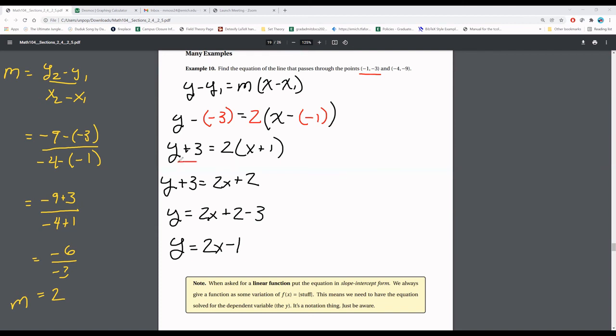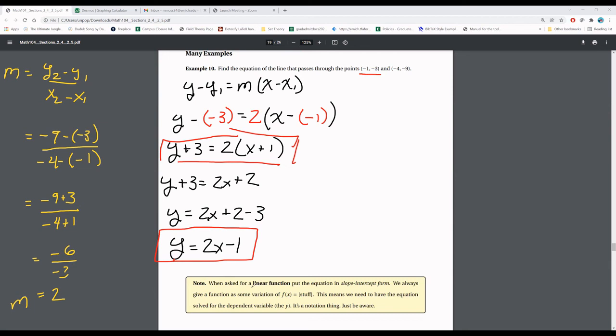So both forms here are correct. They have the same line. And I don't mind which one you give me unless I specify. And we just need to be careful of wording here. So I have a note for you.